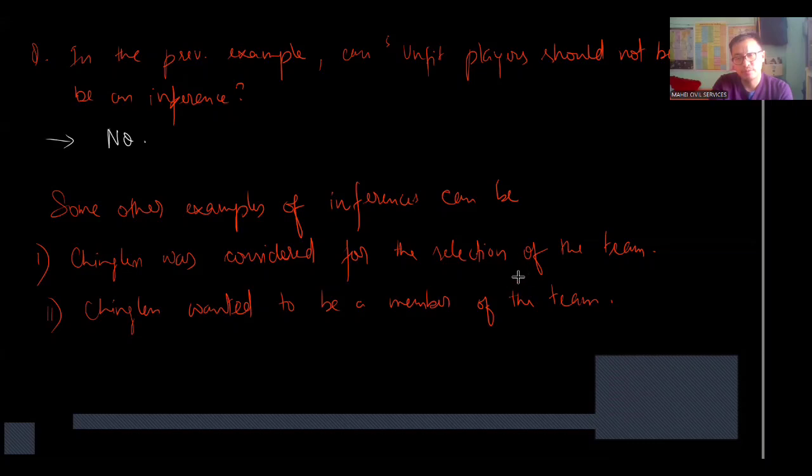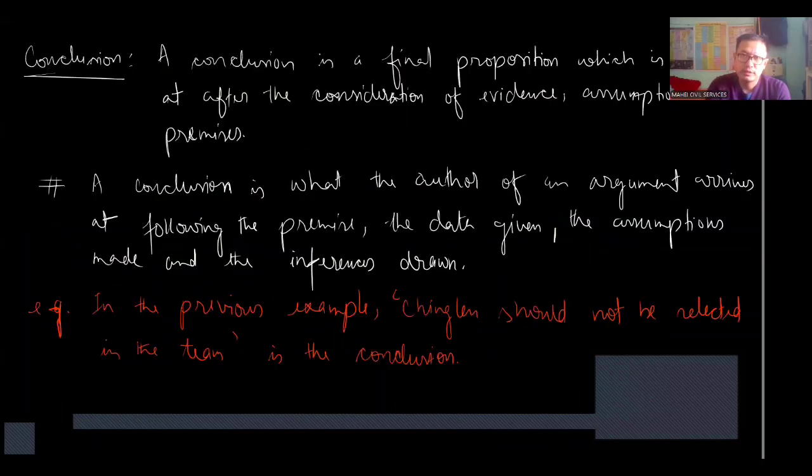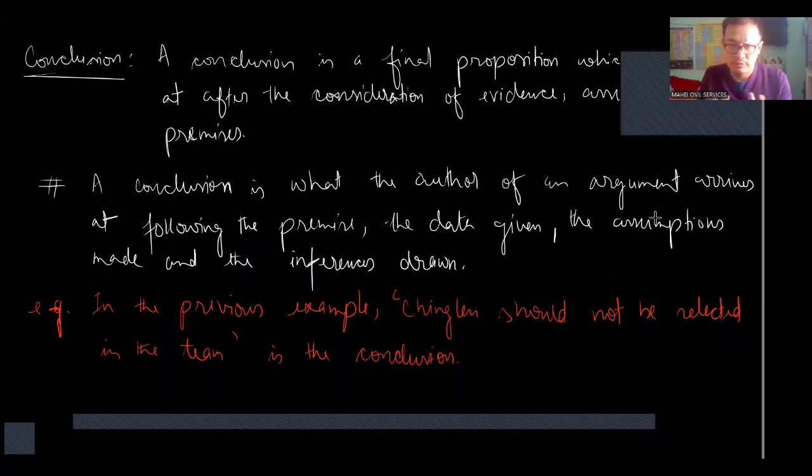Because he is unfit, he is not selected, or whatever. But I don't know how Chinglen will do in the team, it's an inference. It is based on a premise and an assumption. So we always have to be very scientific about aptitude.